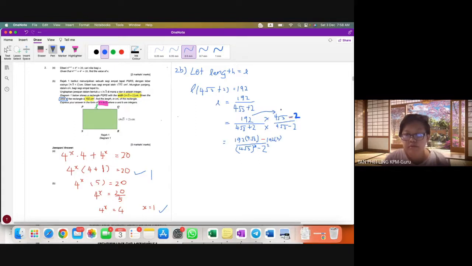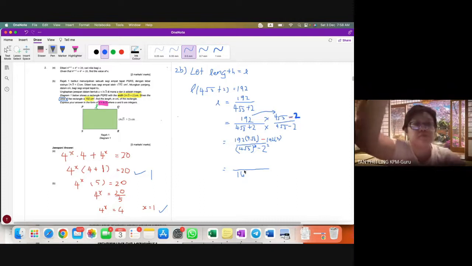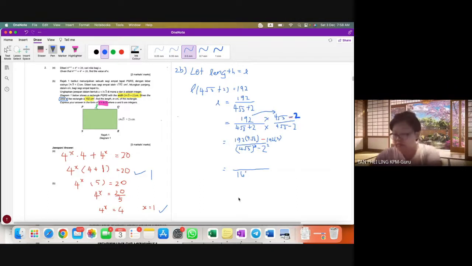Okay, so you're going to get 4 square root 3 becomes 4 square, 16. Square root 3 square, 3. So this one should be 48. And then you have minus 4. And then here you will have 192 times 4 square root 3.